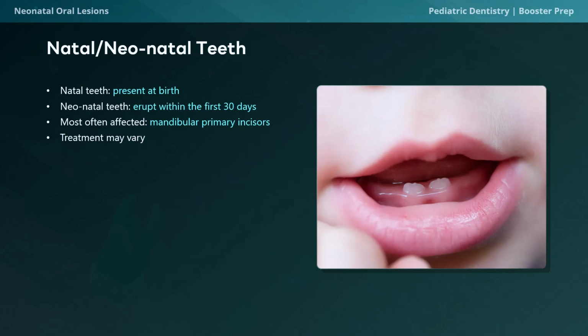Some potential complications of natal teeth include Riga-Fede disease and aspiration. Riga-Fede is a medical term for when the natal or neonatal teeth ulcerate the ventral surface of the tongue, because sometimes the edges of these teeth can be quite sharp. So in this case, as long as it's not excessively mobile, we can consider smoothing the edges or extracting the tooth entirely.